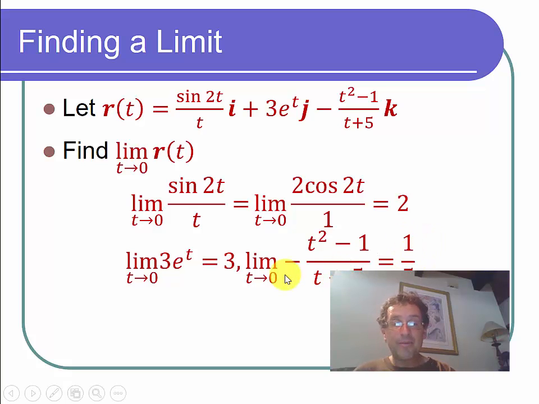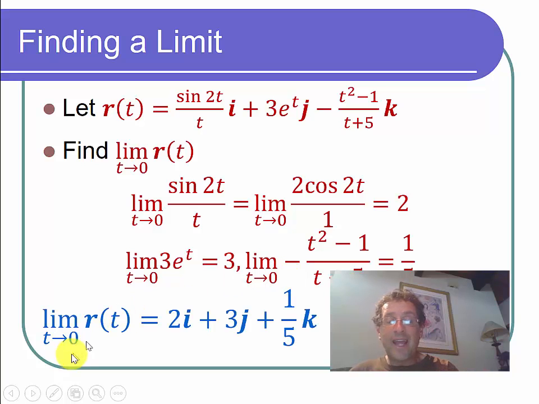And that's just negative 1/5. So now we could put these 3 pieces of information together to answer the question. We could say the limit as t approaches 0 of the vector valued function r of t is equal to 2i, because our first limit was 2, plus 3j, because our second limit was 3, plus negative 1/5 k, because the third limit was negative 1/5. And that's a limit of a vector valued function.